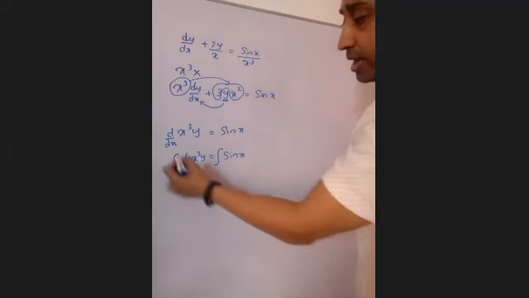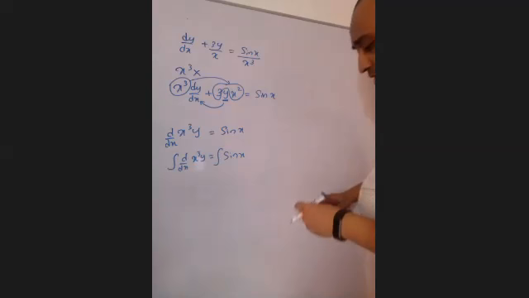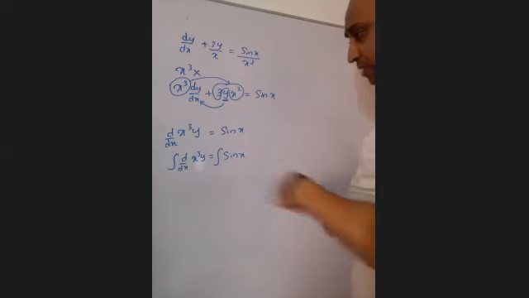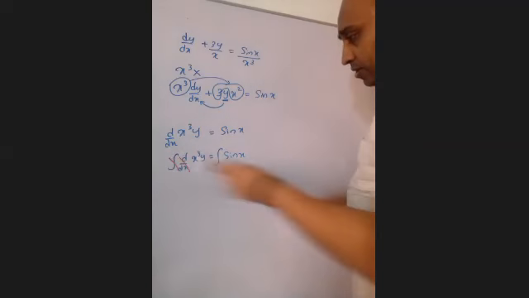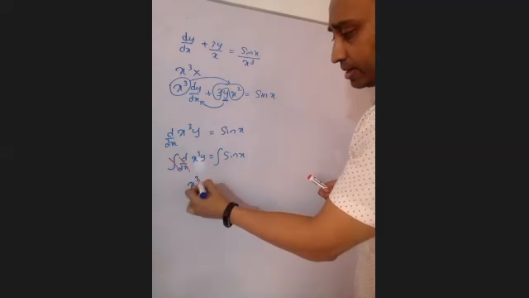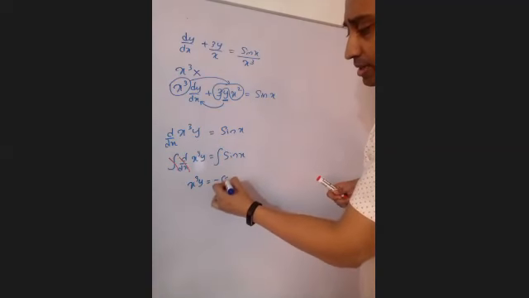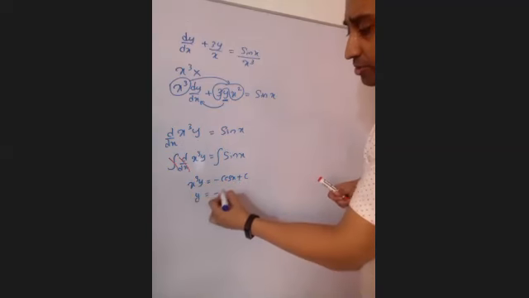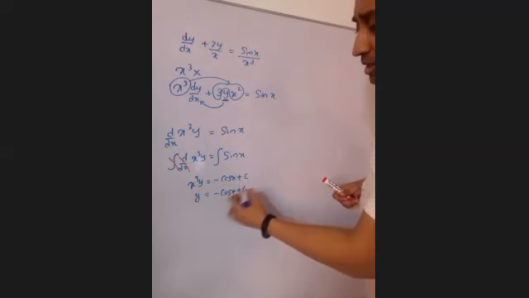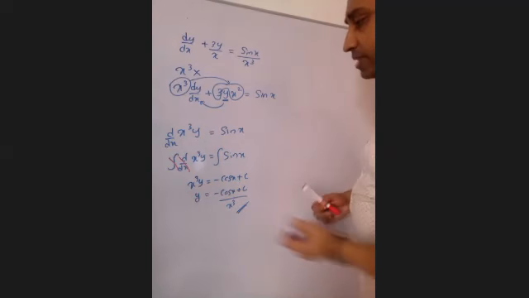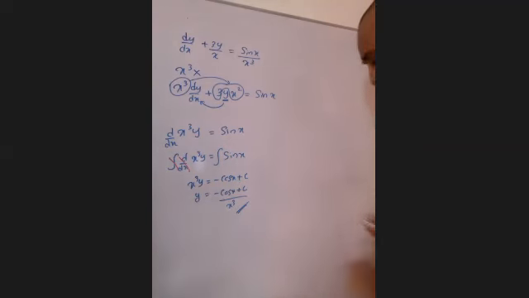With that you can say the total integration cancels out with the total differentiation. So you can write this as x cube y is equal to minus cos x plus c. With that you can say y equals minus cos x plus c divided by x cube. That's the same thing you obtained in the previous one, because it's the next extension of the question.